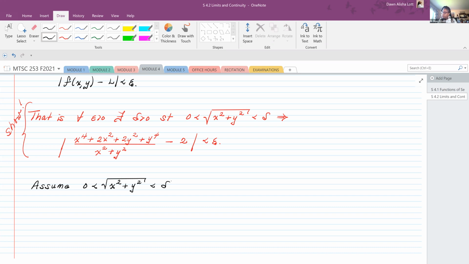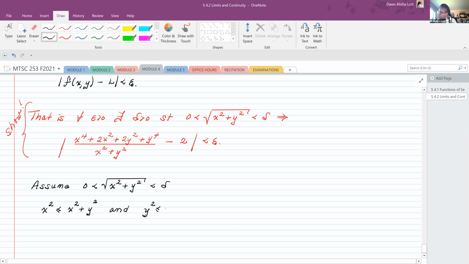Okay, so x squared is less than or equal to x squared plus y squared, and y squared is less than or equal to x squared plus y squared.